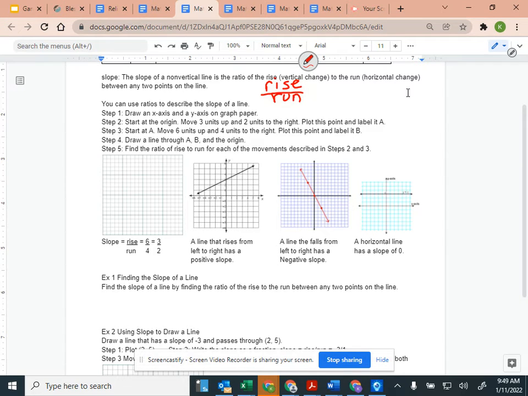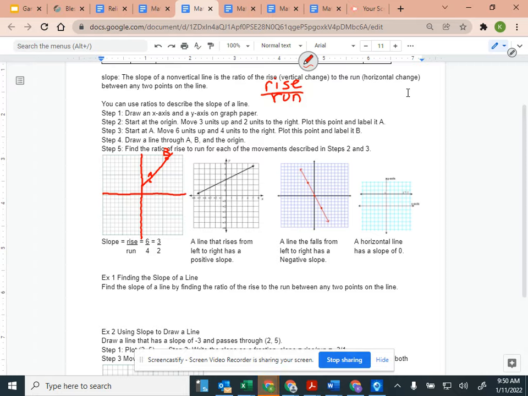So when we find it, the first thing we're going to do is graph. It says start at the origin, move 3 units up and 2 units to the right, and plot that as A. Then my next one, starting at A, it says go 6 units up and 4 units to the right. That's going to be my B. So let's draw a line through it.